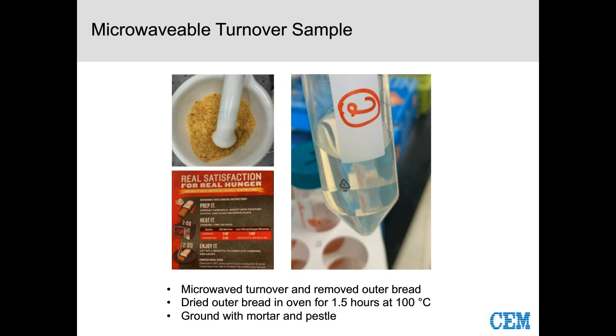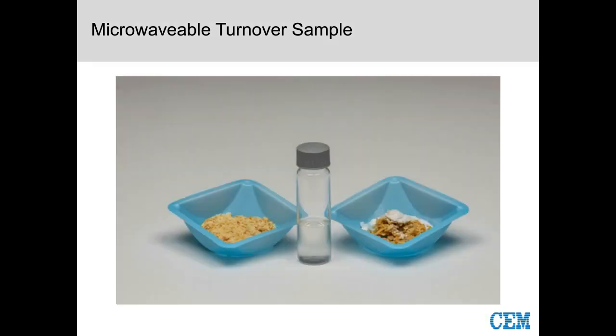And the same story here with these pictures. You see that, if anything, the sample starts to clump up a little bit, but it's still perfectly dry. That has that white powder of the C18 present that we added to remove the lipids, and then a clear extract that we took for analysis.